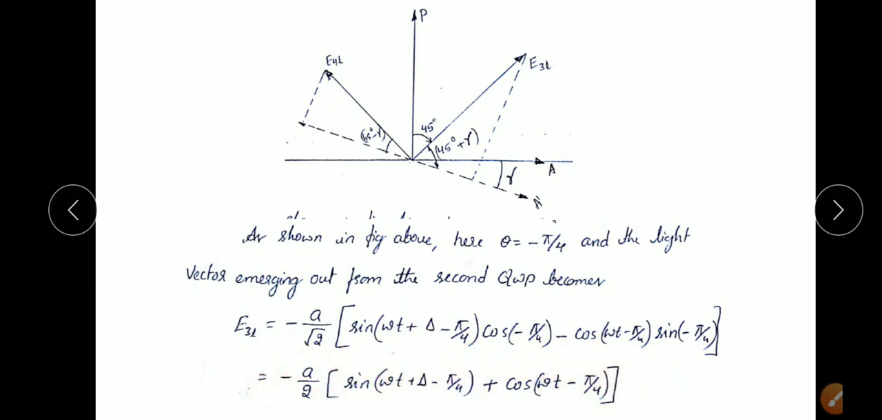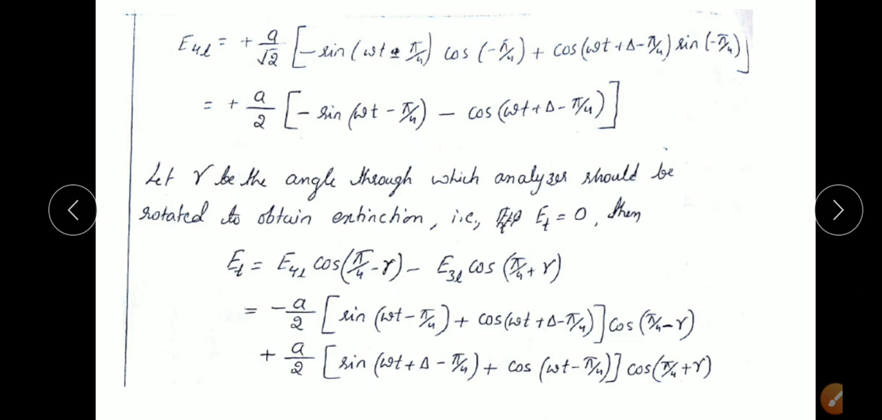Next we see E4L, which is also taken from the equation a by root 2 into minus sine of omega t minus pi by 4, cos of minus pi by 4, plus cos of omega t plus delta minus pi by 4, sine of minus pi by 4. This equation is also taken from the earlier derivation of the circular polariscope, and when you simplify you get a by 2 into minus sine of omega t minus pi by 4 minus cos of omega t plus delta minus pi by 4.